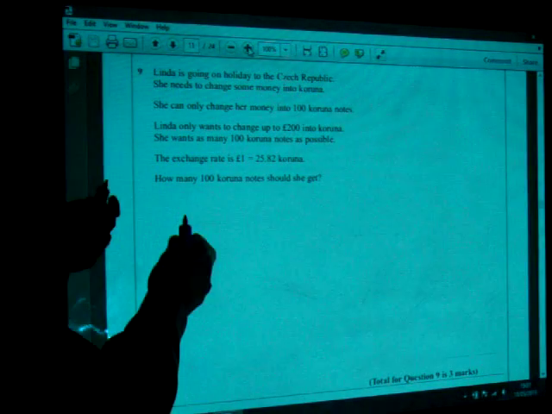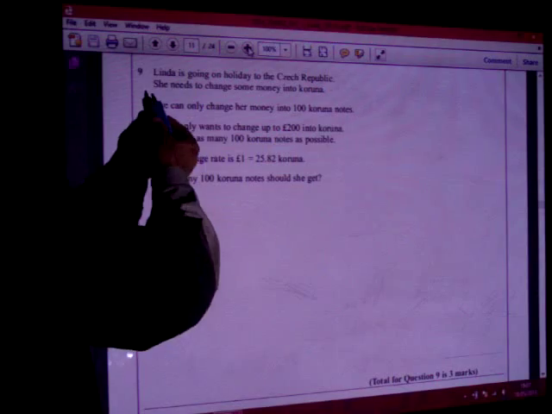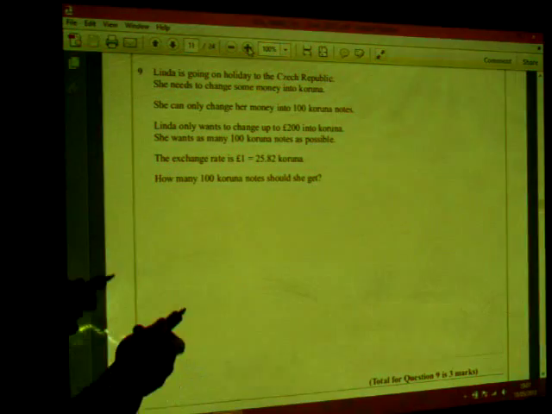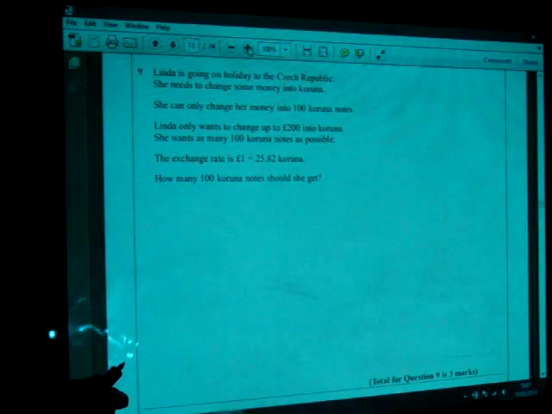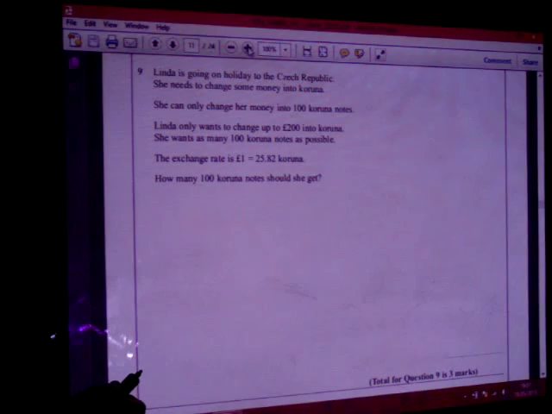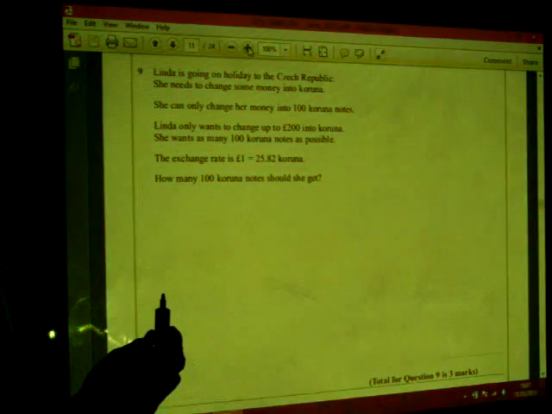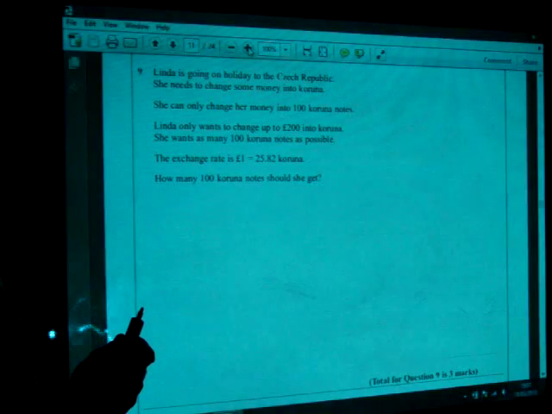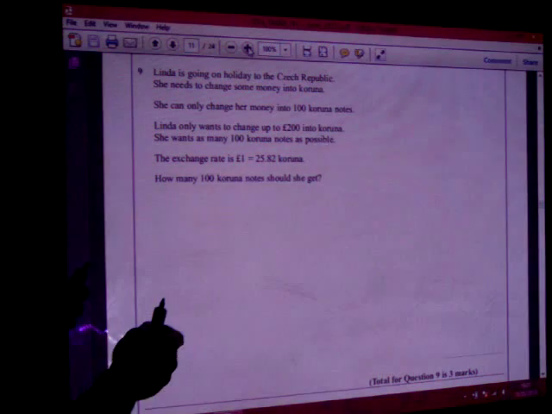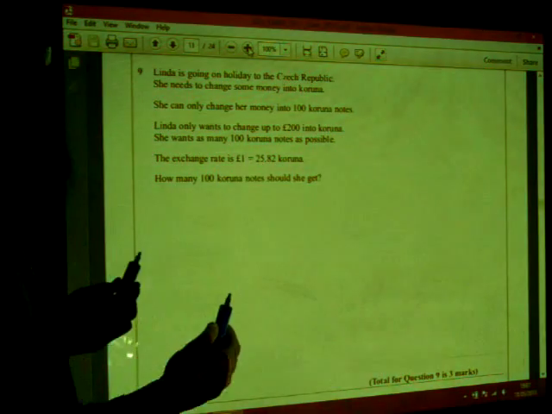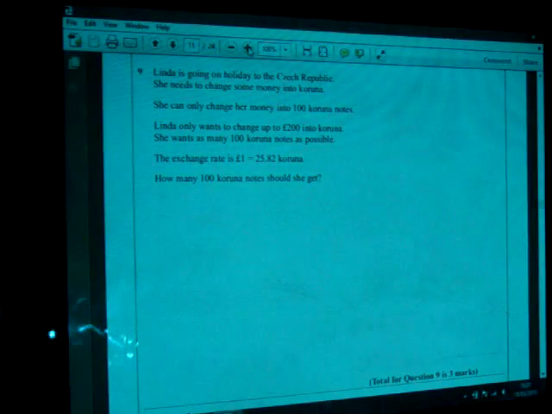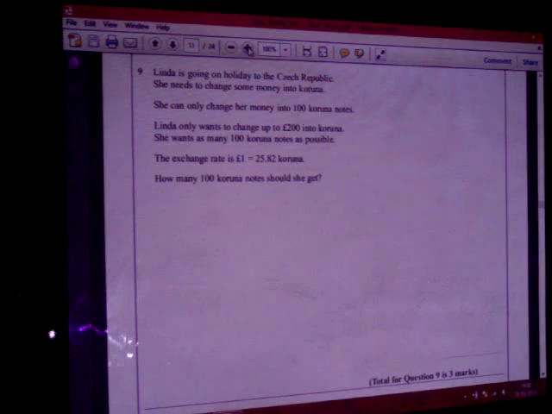Okay, Linda's going on holiday to the Czech Republic. She needs to change some money into krona. She can only change the money into 100 krona notes. Linda only wants to change up to £200 into krona notes. She wants as many 100 krona notes as possible. The exchange rate is £1 is equal to 25.82 krona. How many 100 krona notes should she get?